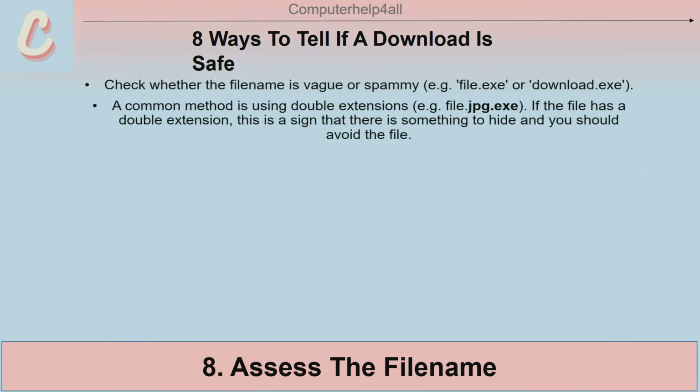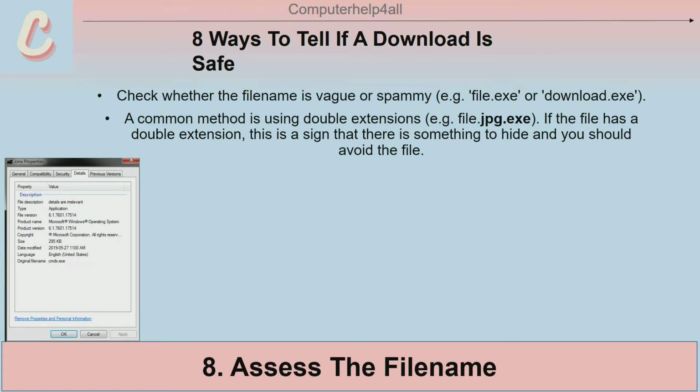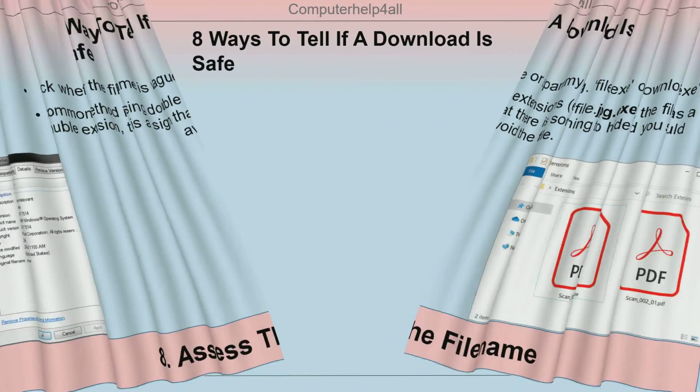Check whether the file name is vague or spammy. Also, carefully take a look at the file extension. A common method is using double extensions. The file may look like it's an image file, but it's actually an executable file. If the file has a double extension, this is a sign that there is something to hide and you should avoid the file.